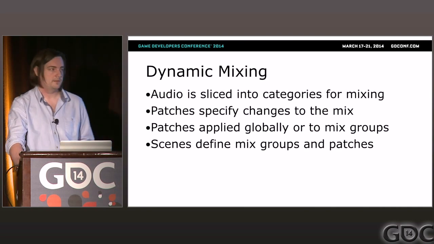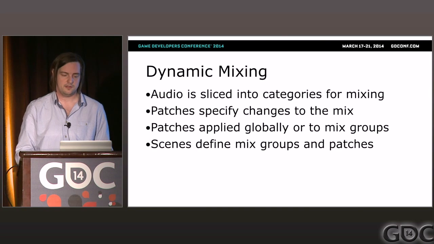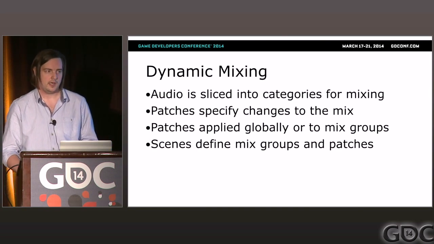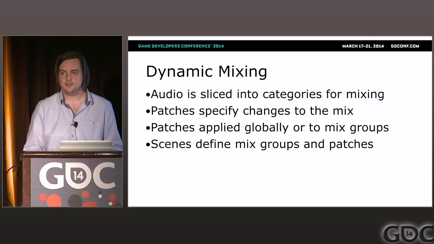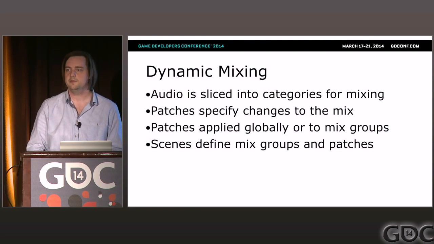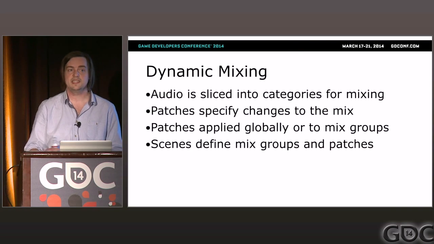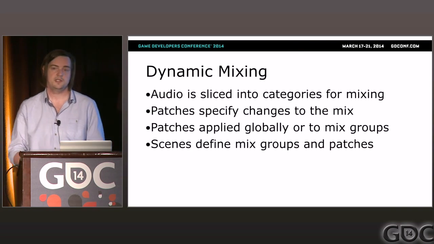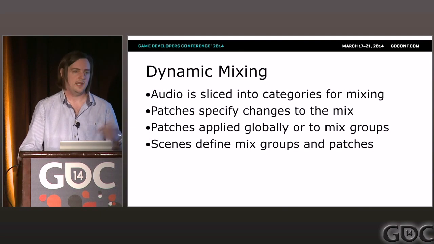Our static mix is applied to categories, so we slice sounds up into categories and mix those. They're arranged in a hierarchy, so volume cascades down to child categories. And once we've got our static mix, we can create mix patches which apply offsets to these categories. These patches can either be applied globally to the whole game, or we can apply them to groups of entities, which is great from a mission point of view. A car chase, for example, we can mix the player car, an enemy car, and ambient traffic completely independently.